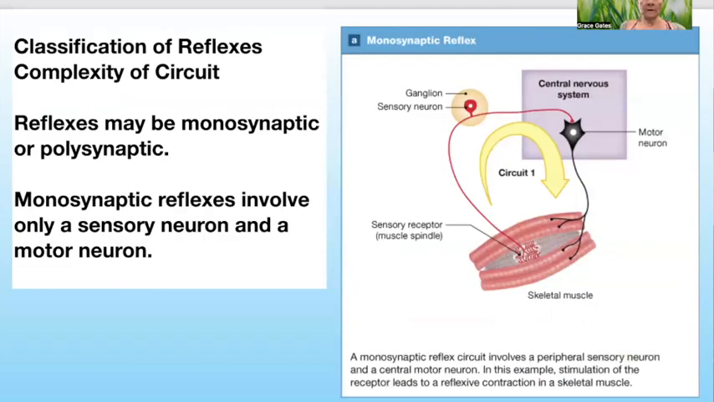So I'll just talk about classification of reflexes using the complexity of the circuit. Reflexes may be monosynaptic or polysynaptic. Monosynaptic reflexes involve only a sensory neuron, a single synapse, and a motor neuron.